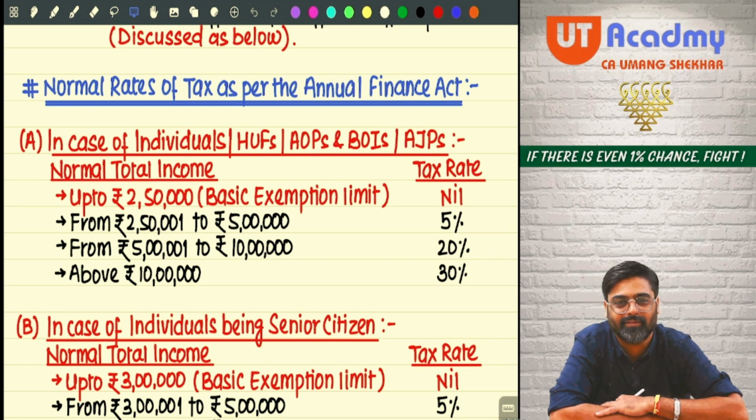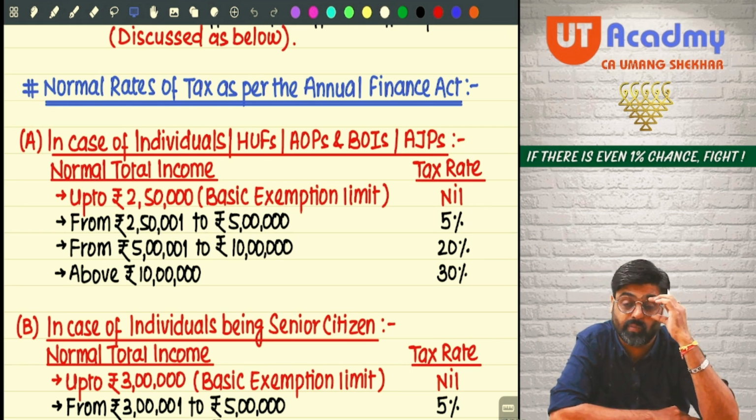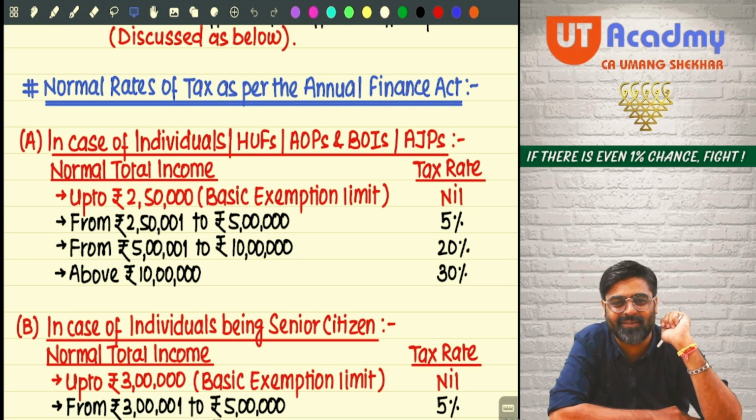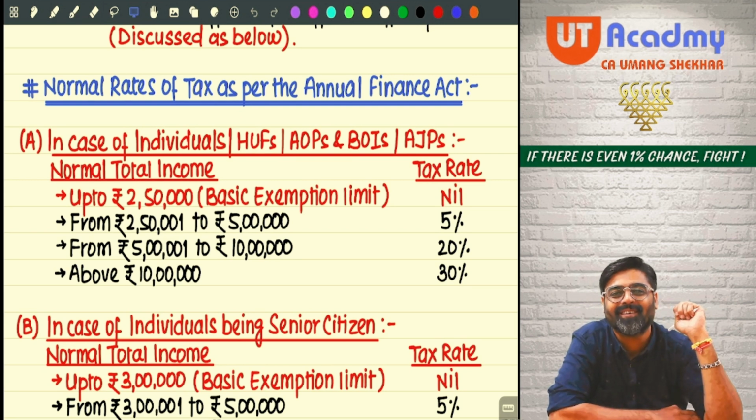79 years. What will be your basic exemption limit? 3 lakhs? Wrong. Because you did not see the entire question. In the question, it is written that you are a non-resident. Then it is not 3 lakhs, then it is 2,50,000. You will be covered in point number A.